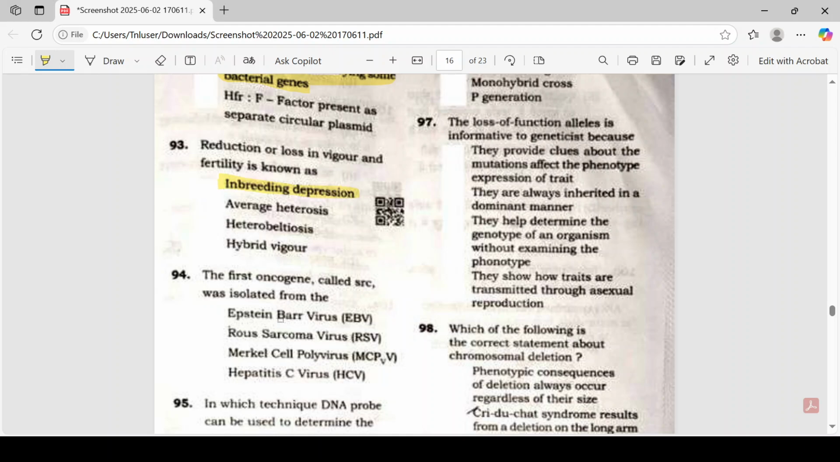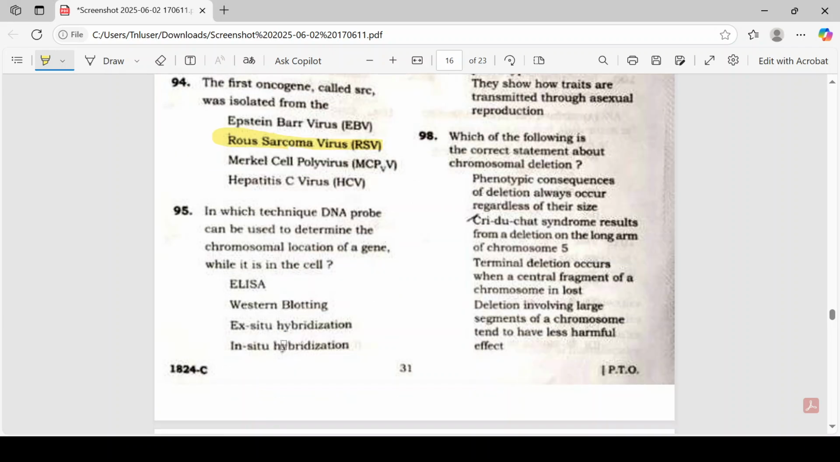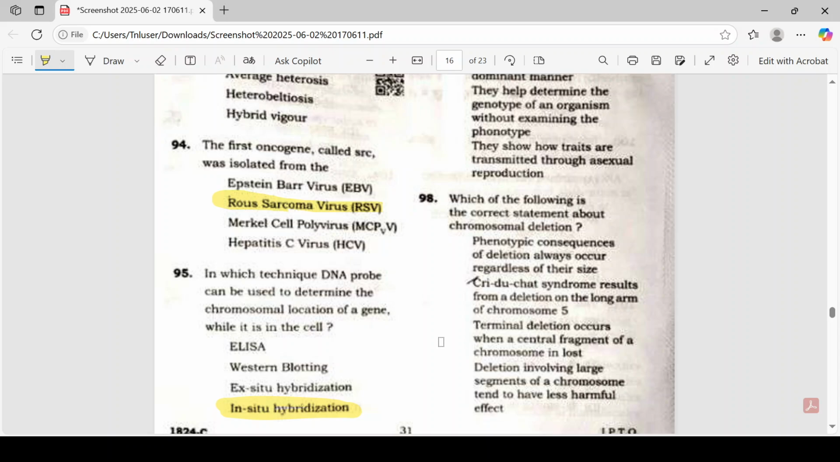Now, the first oncogene called SRC was isolated from, so the correct answer to this particular question will be the Rous sarcoma virus, that is RSV. Okay, let's now move to question number 95. In which technique can a DNA probe be used to determine the chromosomal location of a gene while it is in the cell? While it is in the cell, therefore the correct answer here will be in situ hybridization.